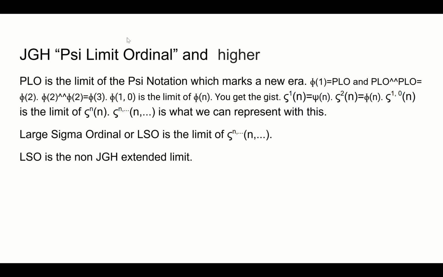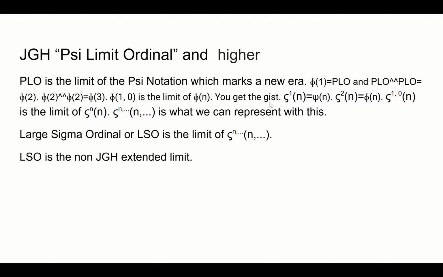JGH psi limit ordinal and higher. PLO is the limit of the psi notation, which marks a new era. Phi 1 equals PLO, and PLO tetrated to PLO equals phi 2. Phi 2 tetrated by phi 2 is equal to phi 3. Phi 10 is the limit of phi n.